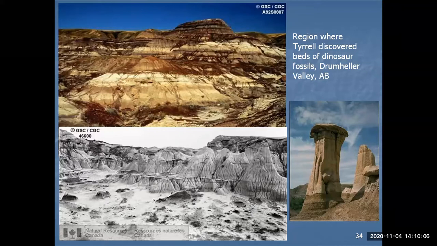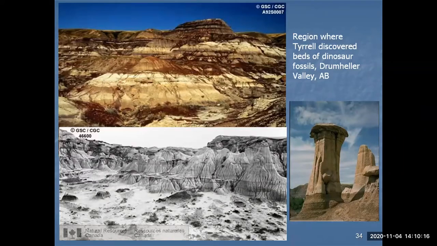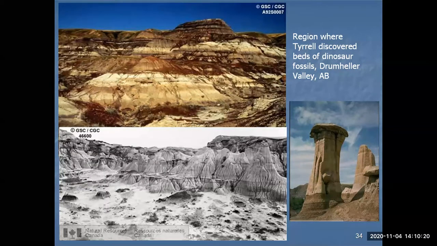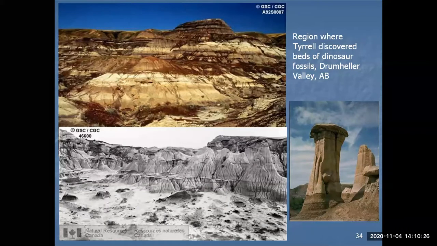And these are the dinosaurs that are now on display in places like the Canadian Museum of Nature here in Ottawa. They were the founding specimens of that particular museum. And the Royal Tyrrell Museum of Paleontology, which is now the big museum just outside of Drumheller, that was built by the Alberta government, was named after Joseph Tyrrell.